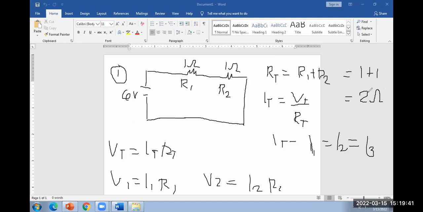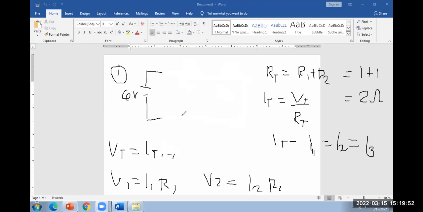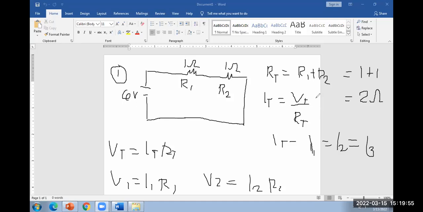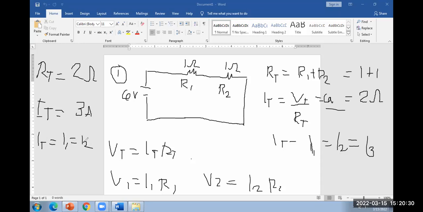So what is the total current? So current is BT over RT. So BT natin is 6 volts. So magiging 3 ampere. IT, BT, so 6 volts divide the total current, so magiging 3 amperes. Nakuha natin RT is 2 ohms. Then IT natin ay 3 ampere. Which is sabi natin, IT is equivalent to I1, which is equivalent to I2, which is equivalent to I3.